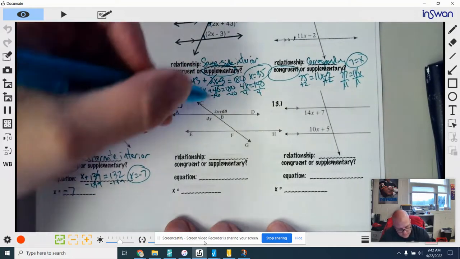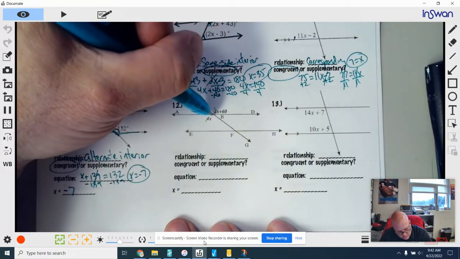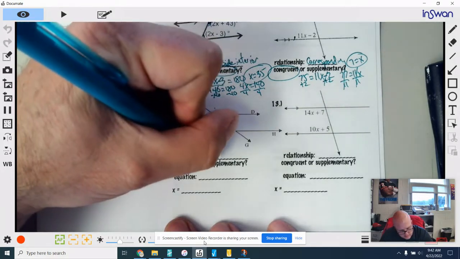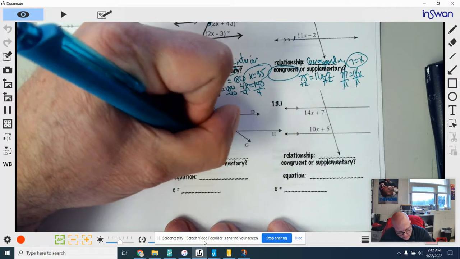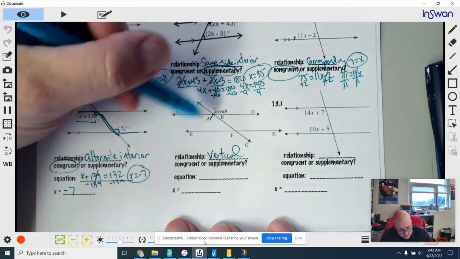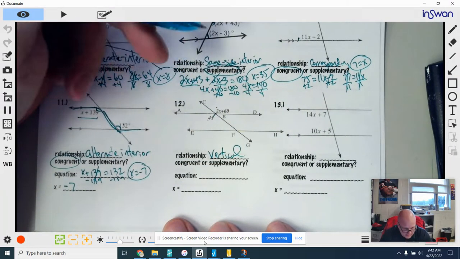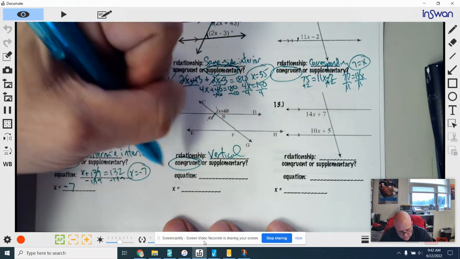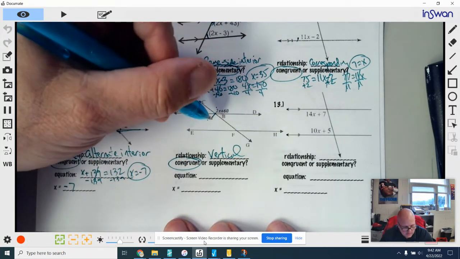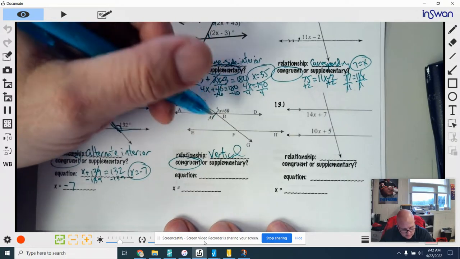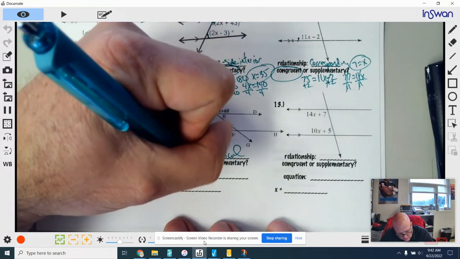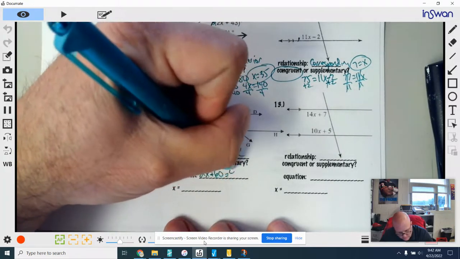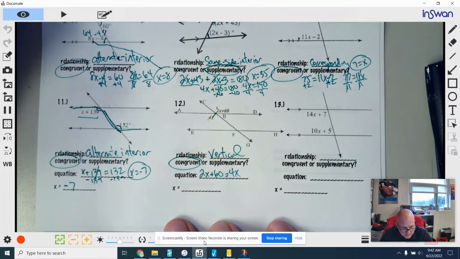Okay, number 12. Look at these two angles. We notice they're directly across from each other, which we already talked about up top there. Those are called vertical angles. Vertical angles are directly opposite from each other. And I know that vertical angles are equal to each other, so they're congruent. So that means I can set them equal to each other. So I take the top one, 2x plus 60, equals the bottom one, 4x.